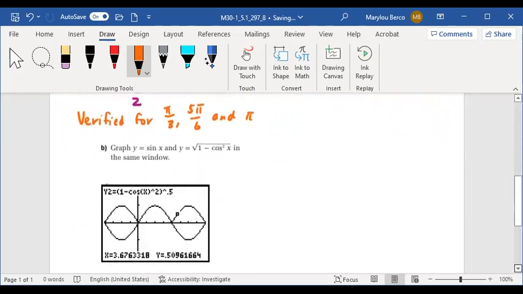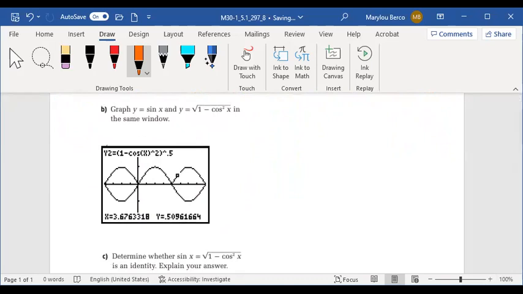Okay. We're asked to graph y equals sine x and y equals root 1 minus cos squared x in the same window. So part C.